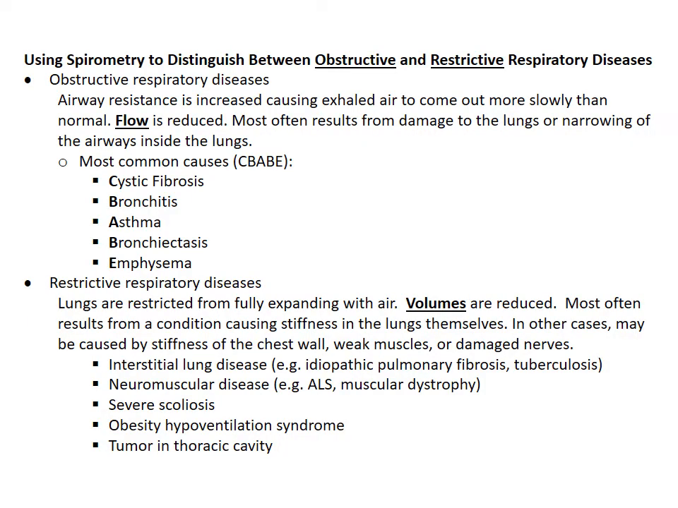Now, in spirometry, when we're measuring normal flow, normal air coming in and out, what we're looking at is to compare normal with abnormal, and then we can figure out about disease processes, whether it is obstructive or restrictive. There's basically two categories of respiratory diseases, obstructive versus restrictive. This is in your student handouts as well, so make sure that you know where it is.